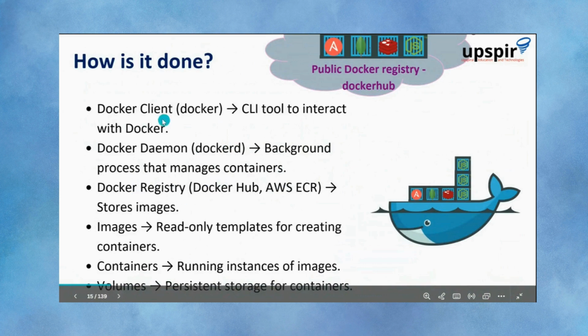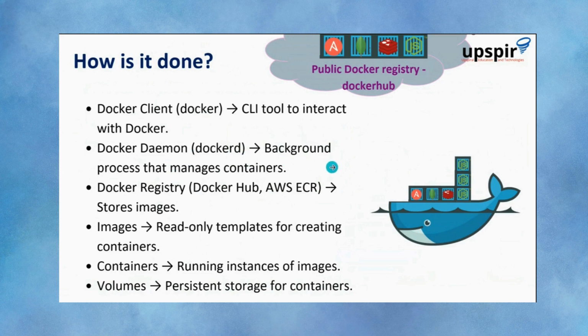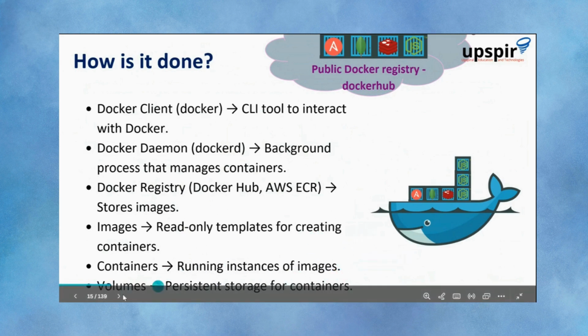So what we really do is we have a Docker client to interact with Docker. We have a Docker daemon, which runs in the background. We have something called a Docker Registry, Docker Hub, or AWS ECR to store images. Images are nothing but read-only templates for creating containers. Containers are running instances of images, and volumes are persistent storage for containers.